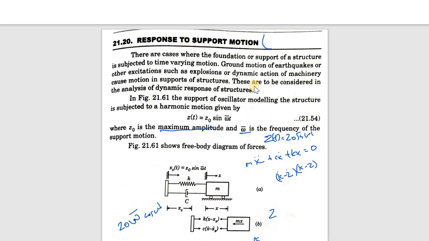Support motion means there is a displacement. So vibration can be of two types: one is due to displacement, the other is due to force. So now we are going to find out the displacement. The displacement here, we are taking it as a harmonic motion, so that displacement is equal to z0 sine omega dash t. Okay, that is the displacement.